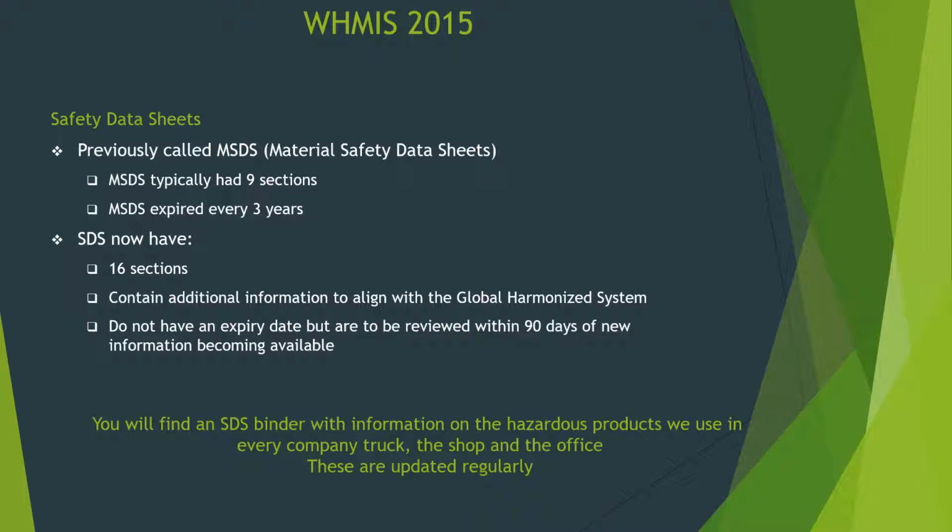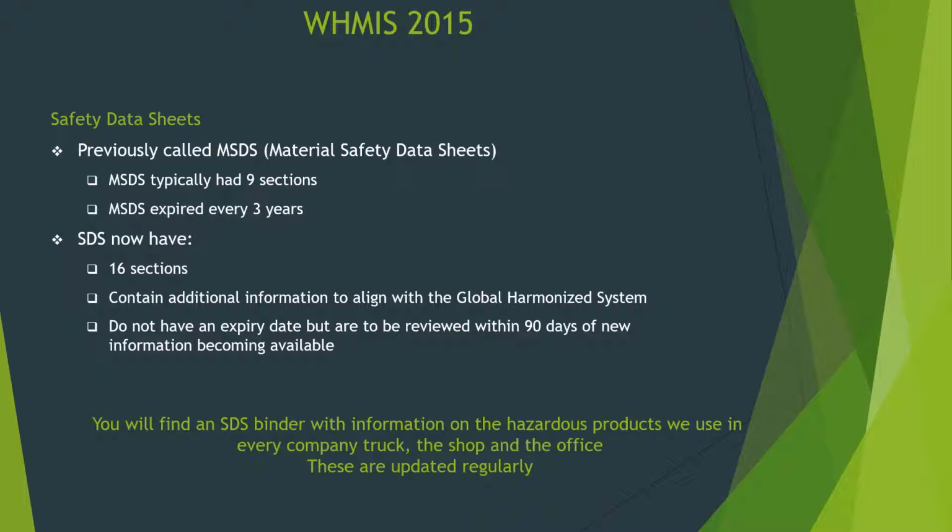Previously, with WHMIS 1988, we used MSDS, or Material Safety Data Sheets. These typically had 9 sections and expired every 3 years. With WHMIS 2015, we are to use SDS, or Safety Data Sheets. These have 16 sections and contain additional information to align with the global harmonized system.